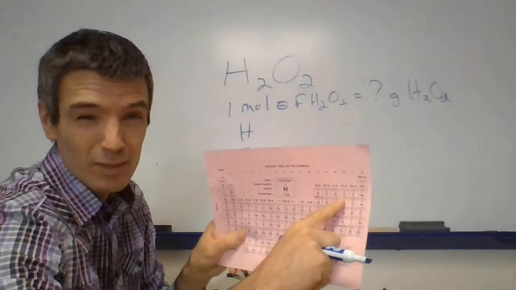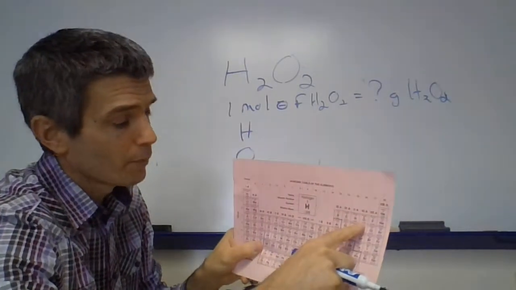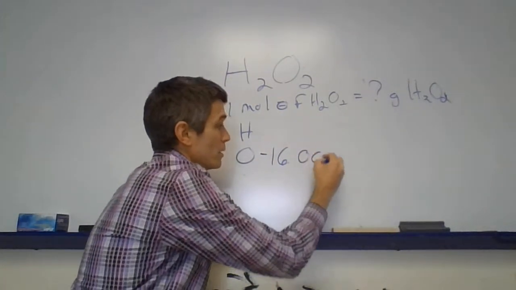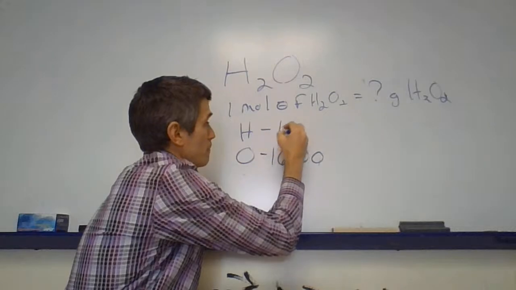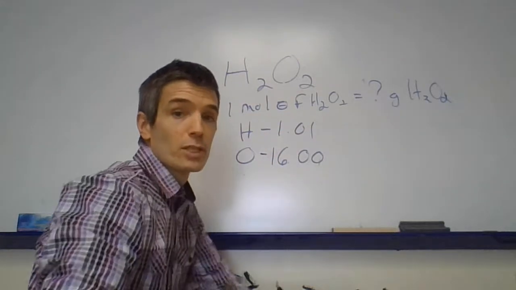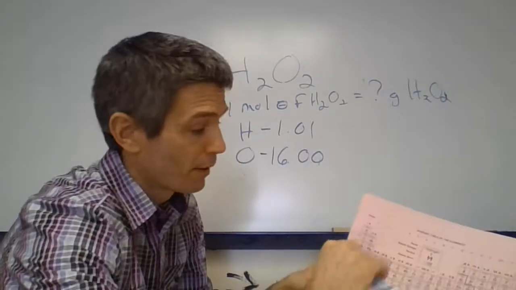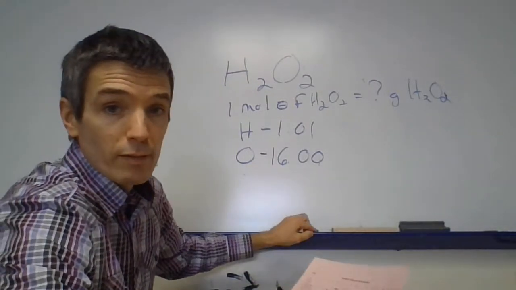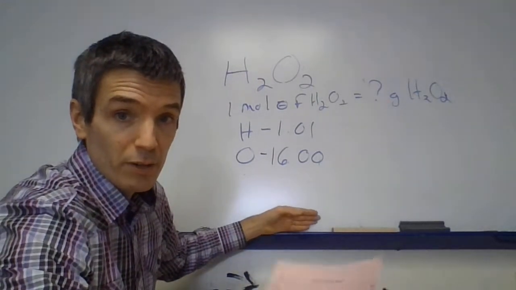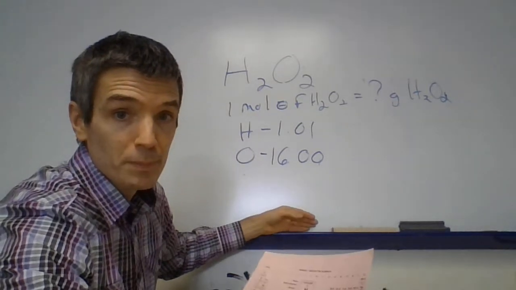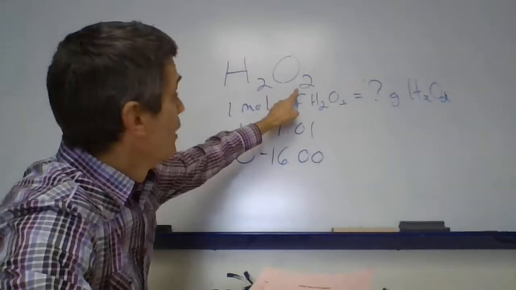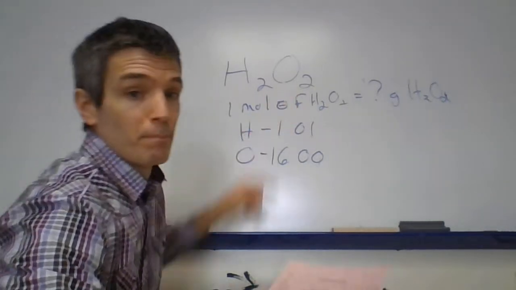It's the decimal number. Oxygen is 16.00 and hydrogen is 1.01. I found that by reading it on here. And then what I need to do is I need to look at the formula and figure out how much of each element I have there. Hydrogen, I have 2 of them. Oxygen, I have 2 of them.